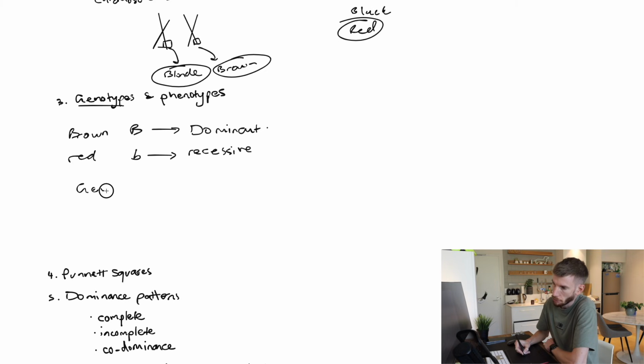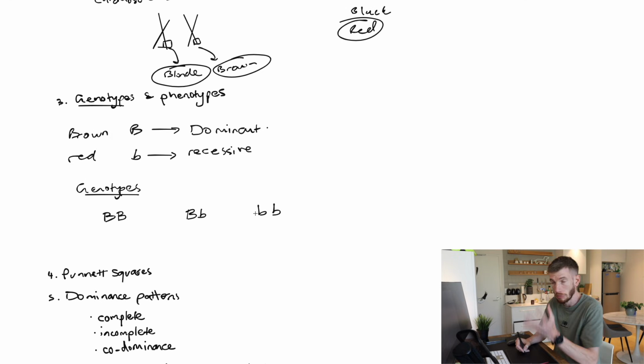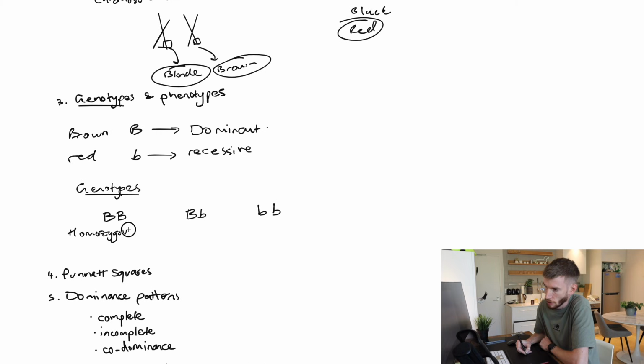So the genotypes that are possible for this particular trait are: you could have 2 of the capital B, you could have 1 capital B and 1 lowercase b, or you could have both lowercase. Again, each of those letters is a contribution from one of the 2 parents. This first one would be referred to as homozygous, coming from the zygote. Homozygous means the same, so both the same, in this case both the dominant allele. So homozygous dominant.